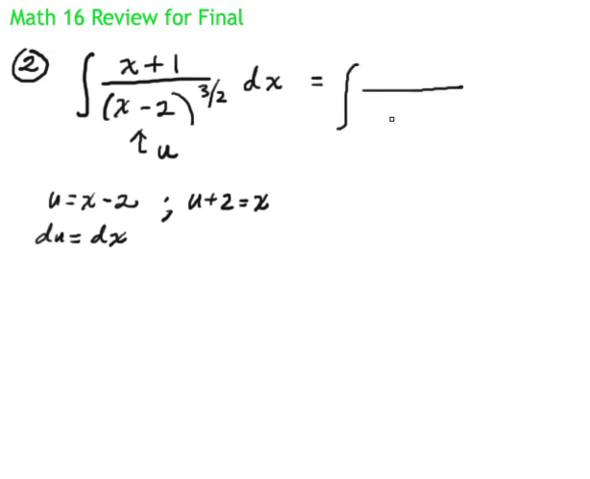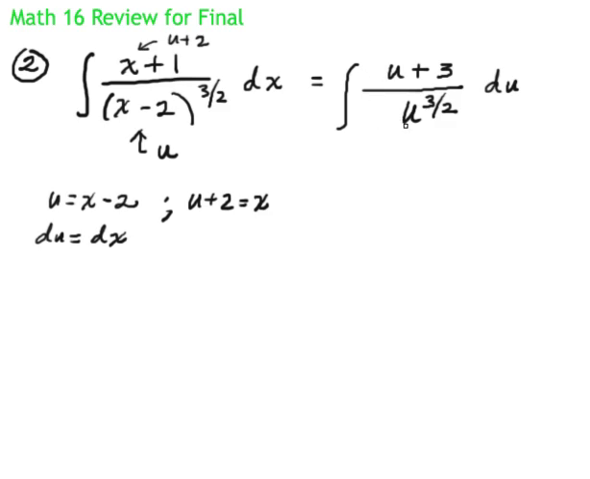So in the denominator we have u to the 3/2. And here x is u plus 2. So in the numerator we have u plus 2 plus 1. So that's u plus 3. And dx is du. Again, what we did there, x was u plus 2. So that's u plus 2 plus 1. That gave us the u plus 3 in the numerator.